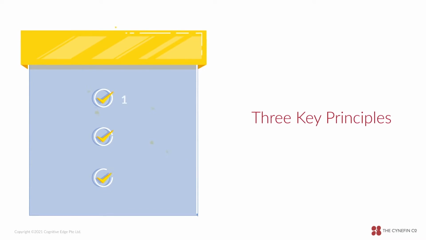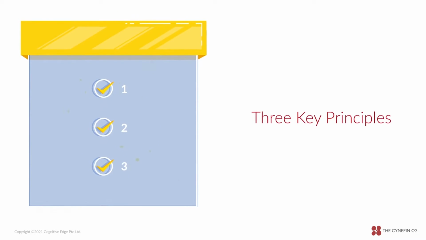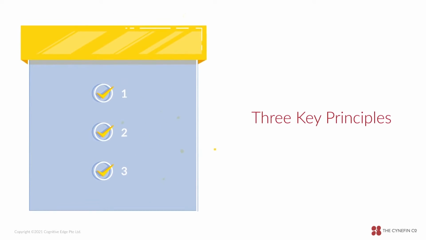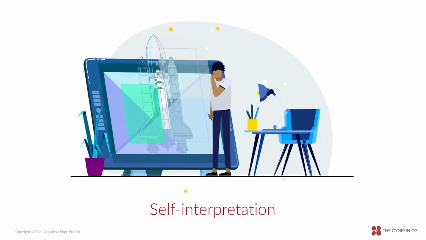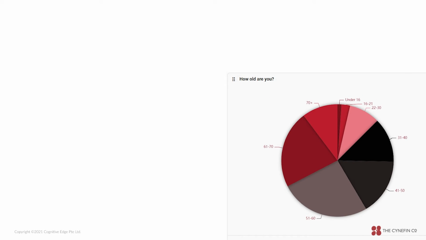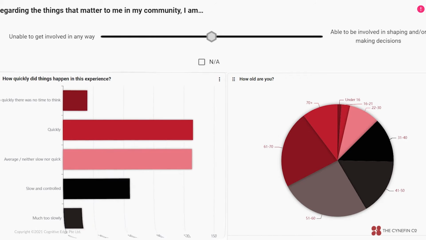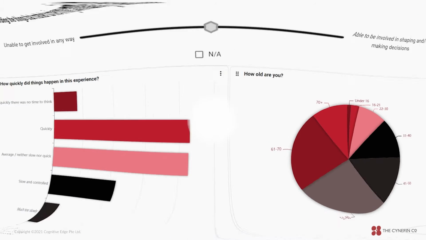Sensemaker is based on three key principles about how you can collect, share, and interpret the data. First is self-interpretation. The story collector interprets their own story by answering a range of different types of quantitative questions related to the story they shared.